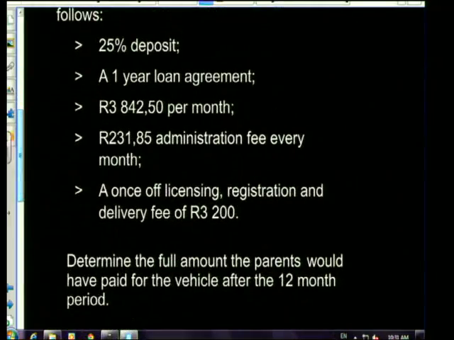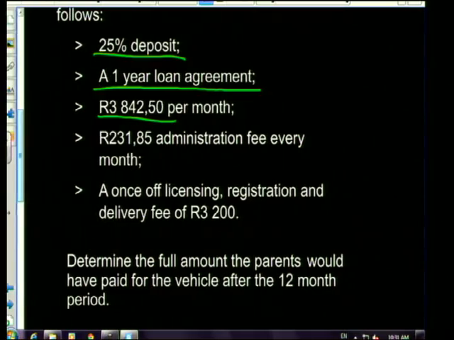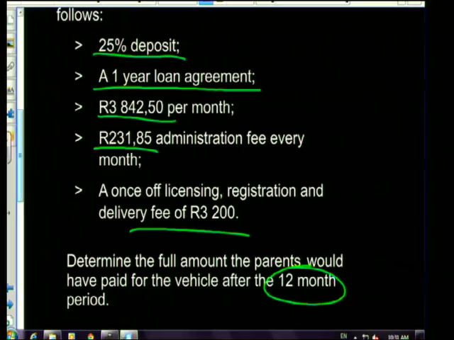Right, 25% deposit, a 1-year loan agreement, 3,842 Rand and 50 cents per month, plus 231 Rand 85 admin fee every month. A once-off licensing, registration and delivery fee of 3,200 Rand. Determine the full amount the parents would have paid for the vehicle after the 12-month period.